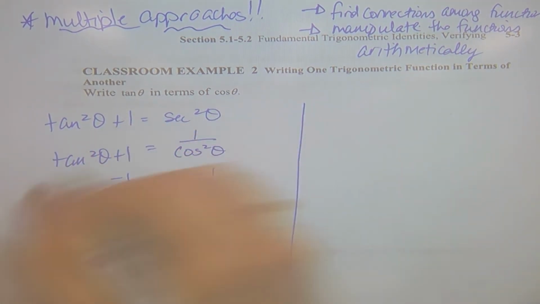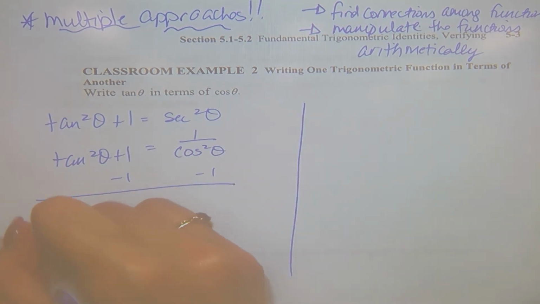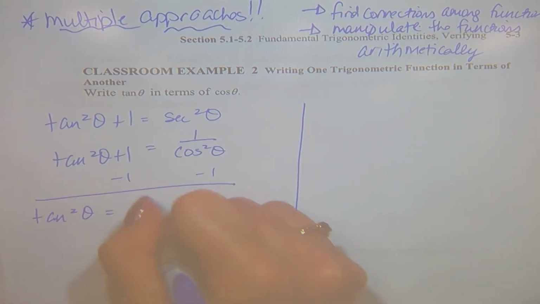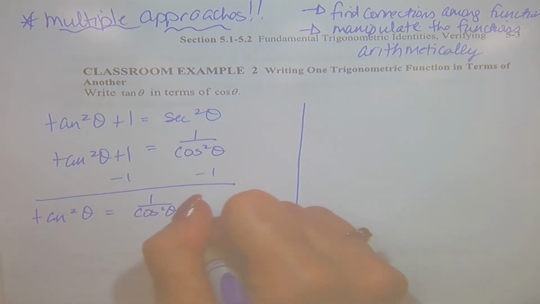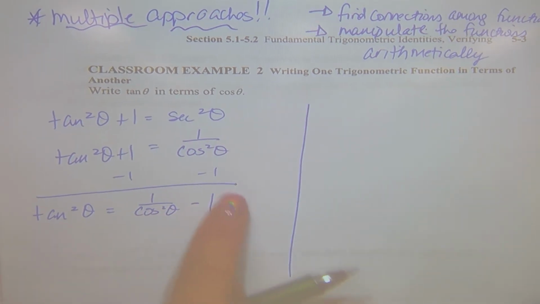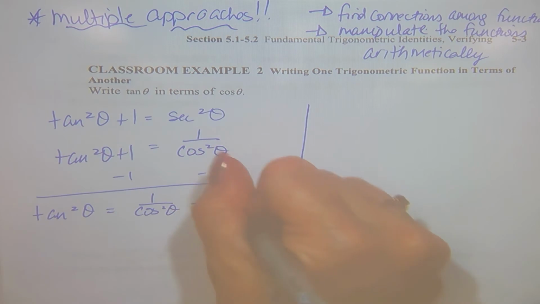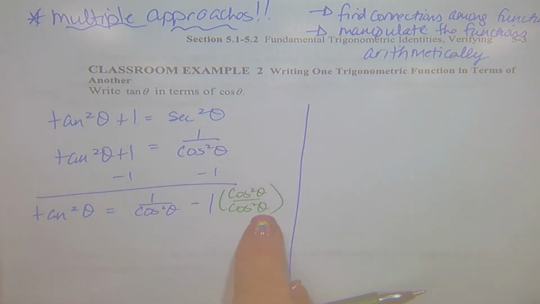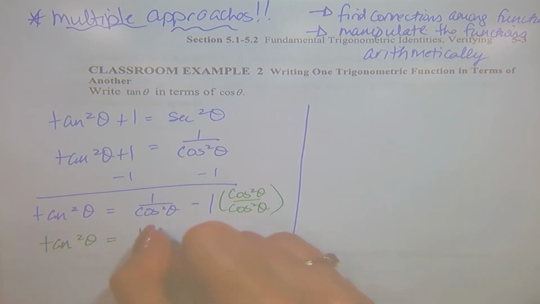I need to subtract that 1 from both sides. So I have tangent square theta equals 1 over cosine square theta minus 1. I need to get it into one expression. I've got two different terms here. I need one big rational expression. So I'm going to find that common denominator. I'm going to rewrite 1 as cosine square theta over cosine square theta. So now I've gotten it to tangent square theta equals 1 minus cosine square theta over cosine square theta because they have a common denominator.